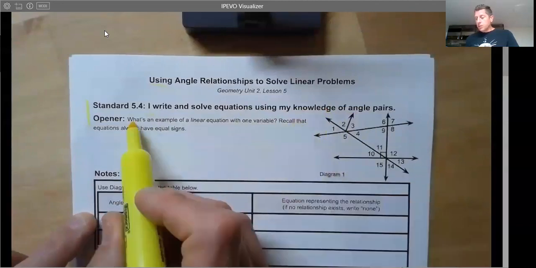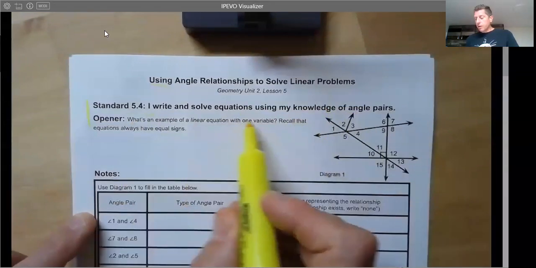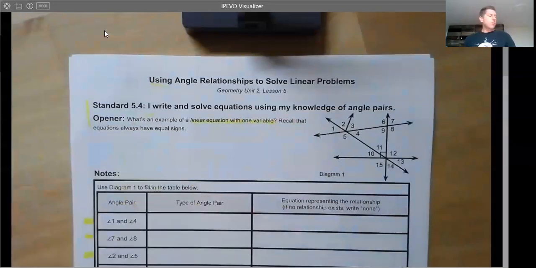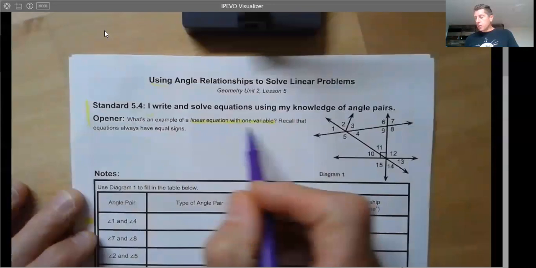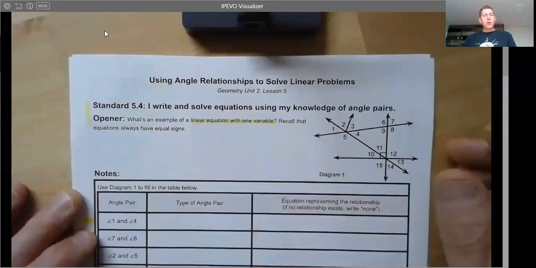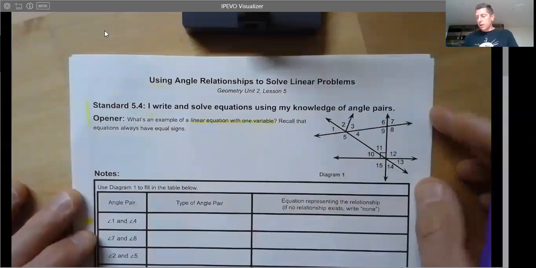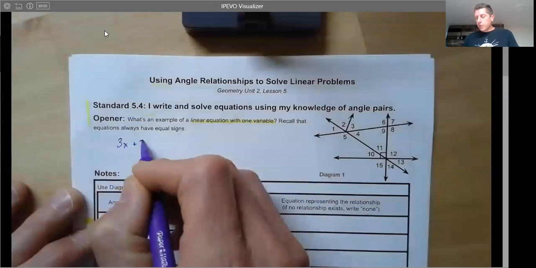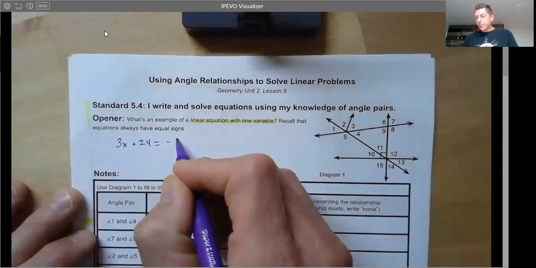So for the opener, what's an example of a linear equation with one variable? Recall that equations always have equal signs. So pause the video for a second, see if you can come up with any example of a linear equation from our algebra studies. Okay, hopefully you paused the video and tried. A linear equation is going to be something simple like we've been using so far in units 1 and 2. So an example with one variable would be something like 3x plus 24 equals negative 50, right?